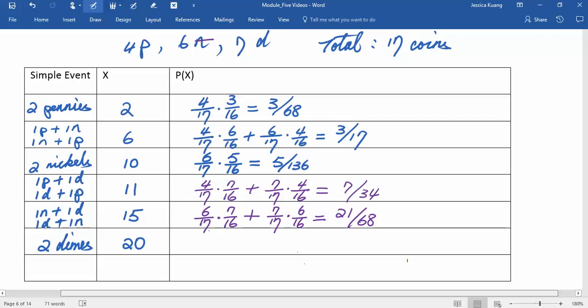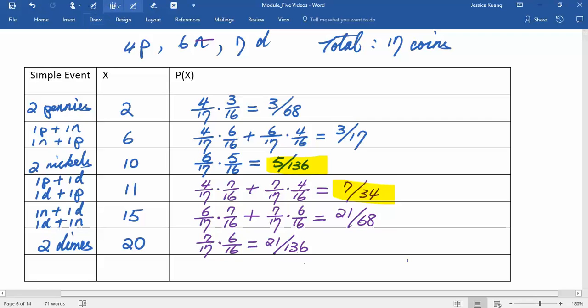Probability of X equals 20. So that means I choose 2 dimes. And that probability will be 7 over 17 times 6 over 16. Simplify that, I will have 21 over 136. So you could see that the probability of X equals 10 is 5 over 136. And the probability of X equals 11 is 7 over 34.